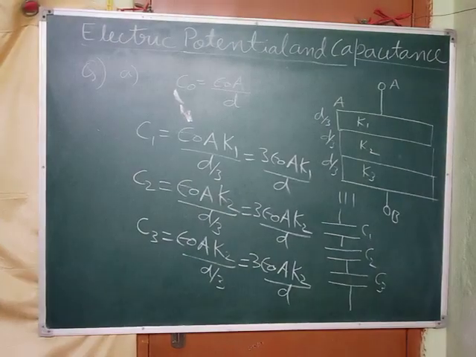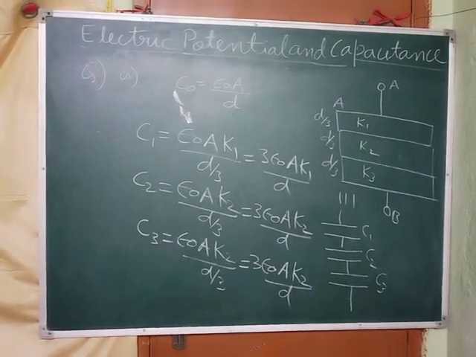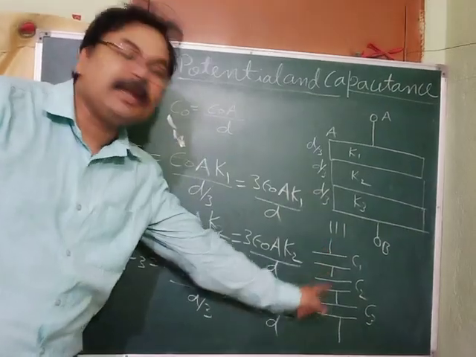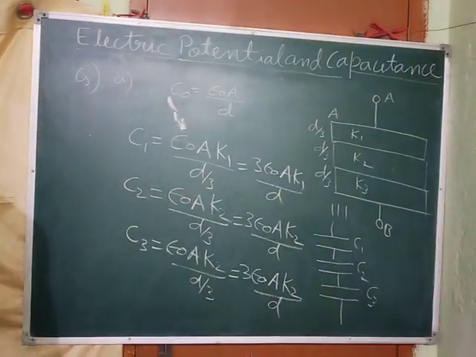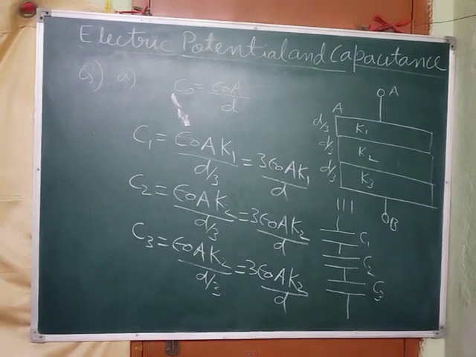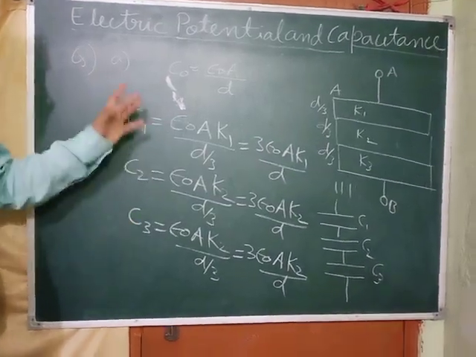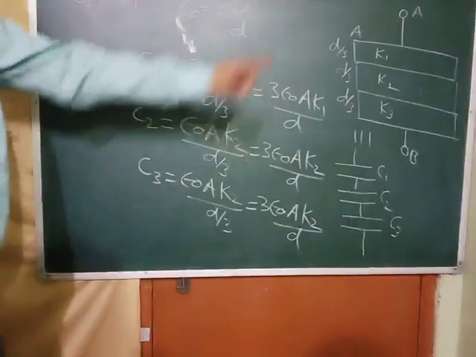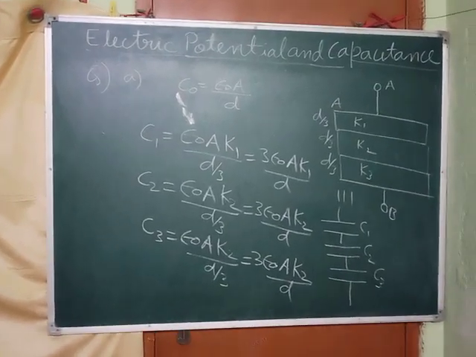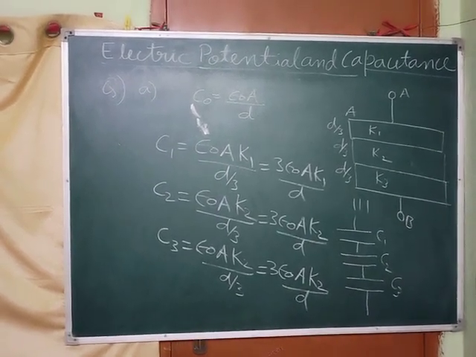Okay. So we got all the three capacitances. But now you see how they appear to be connected. Are they in series or parallel? They are in series. Okay. So now we need to find out the series equivalent of all these three to get the net capacitance of that arrangement. So we have to find out the series combination of this.